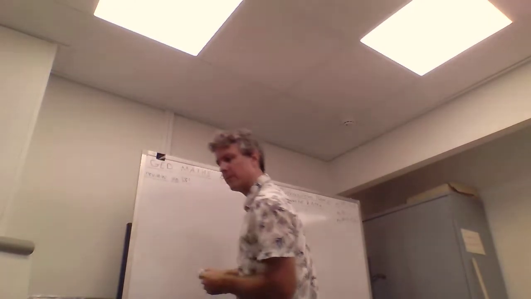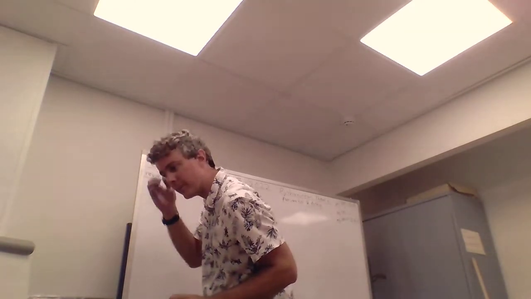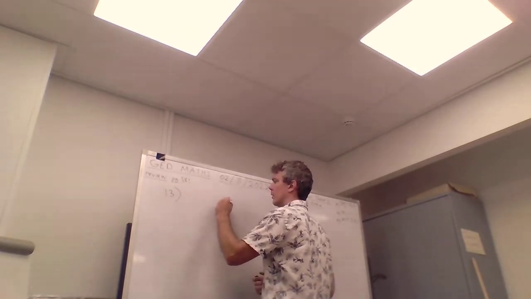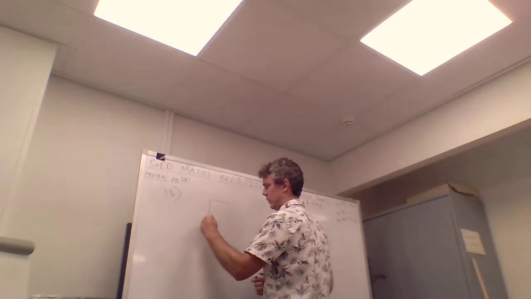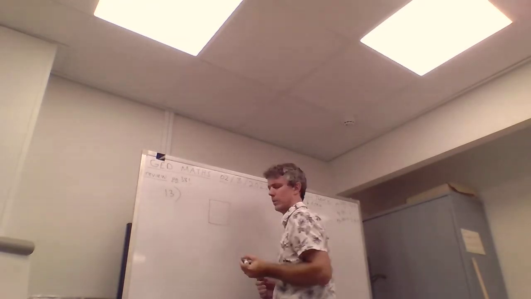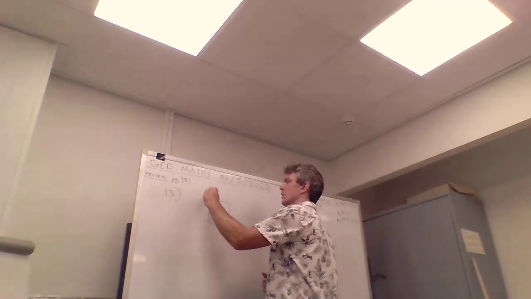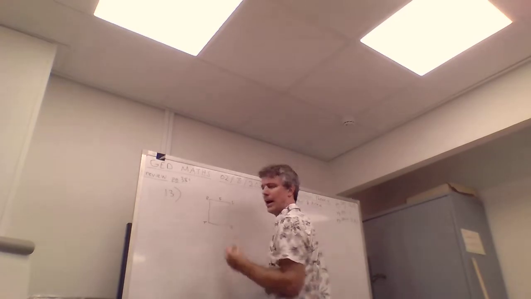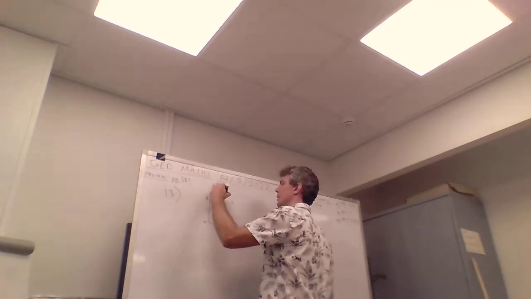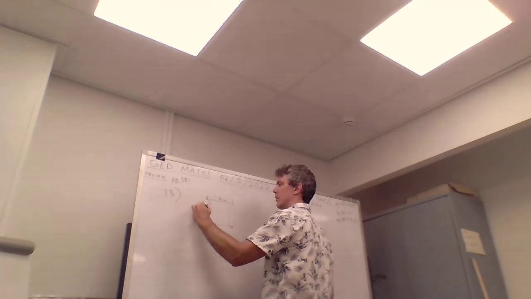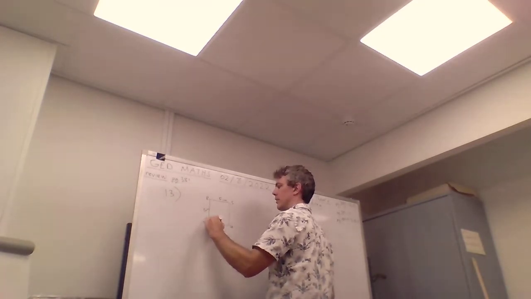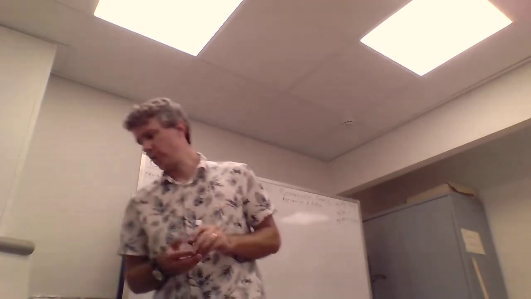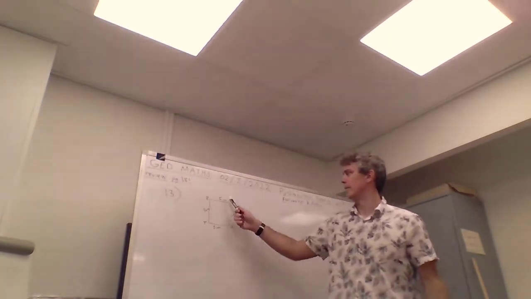Right, number 13, we have what looks to be a square. Let's see, it's RSTU, and that says 5 centimeters. So we know for sure that all these sides are 5.